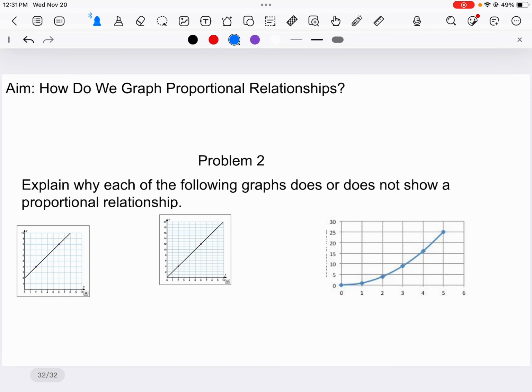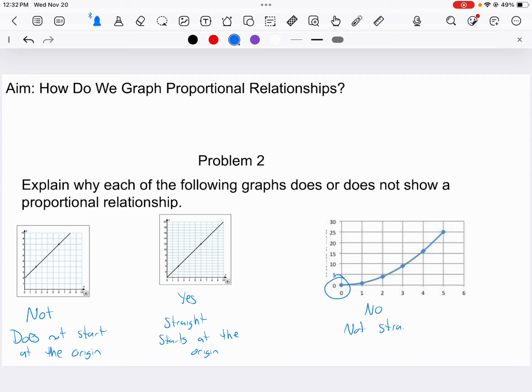Explain why each of the following graphs does or does not show a proportional relationship. This first one is not proportional because it does not start at the origin. This second one is proportional because it's a straight line and it starts at the origin. And the last one, even though it starts at the origin, it's not proportional because it is not a straight line.